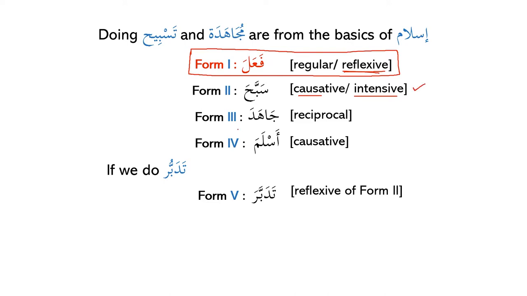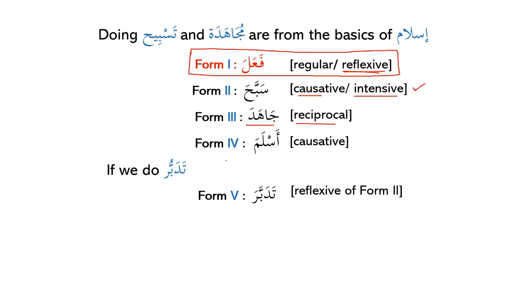Then we move on to form number 3, which is jahada, which is basically fa'ala, and on this pattern we have jahada, and we know that this is reciprocal, where there are 2 persons involved, one normally being active and the other being passive. However, both of them can be active and both of them can be passive. It involves two persons or two groups. That's why we say it is reciprocal.